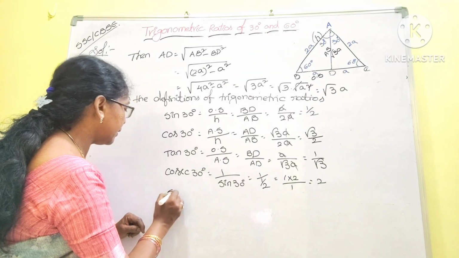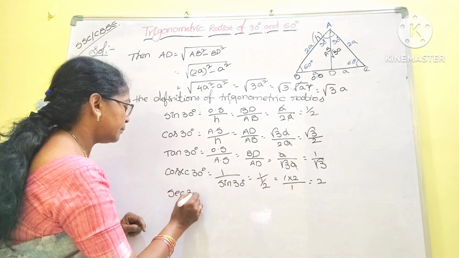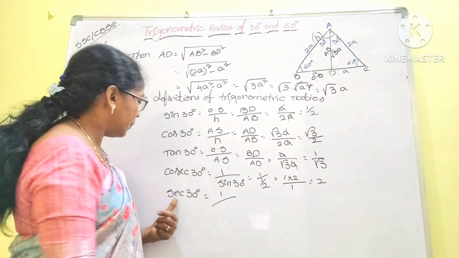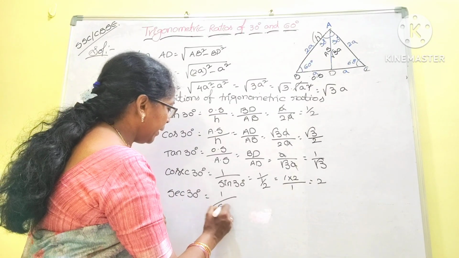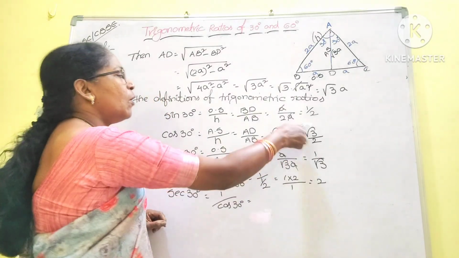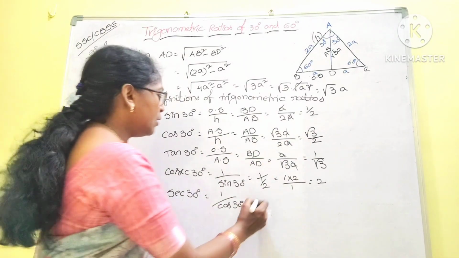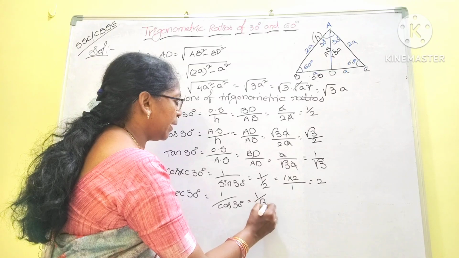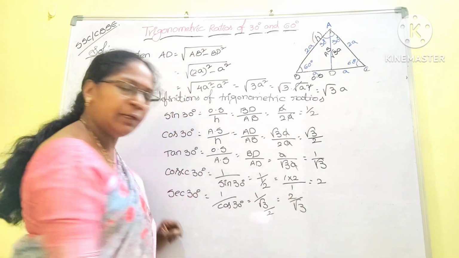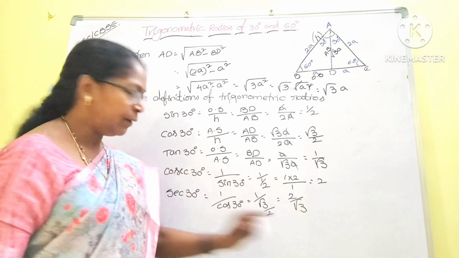Now secant 30. Secant theta. Secant is the reciprocal of cos. So 1 by cos 30. Where cos 30 equals how much? Root 3 by 2. So 1 by root 3 by 2. Again it will become the reciprocal, 2 by root 3. 1 into 2 by root 3 equals 2 by root 3.